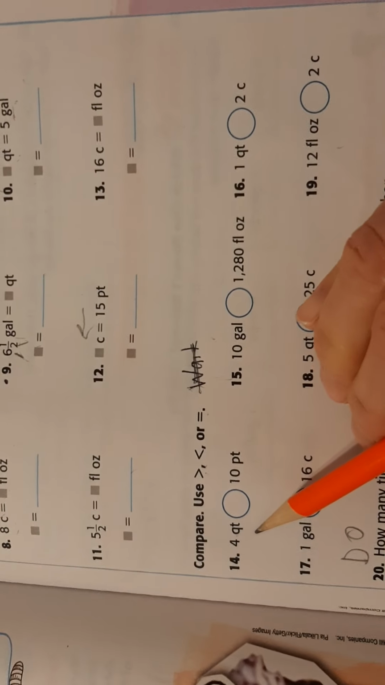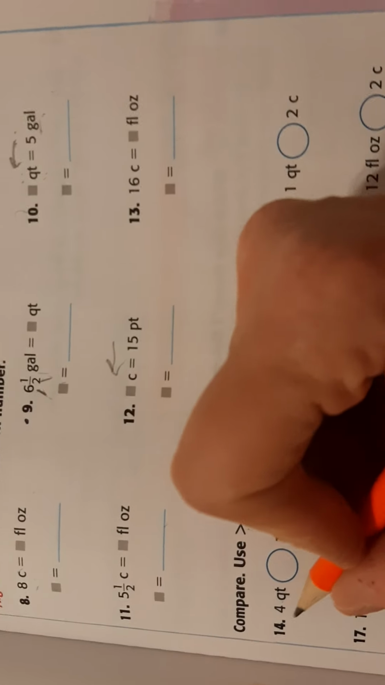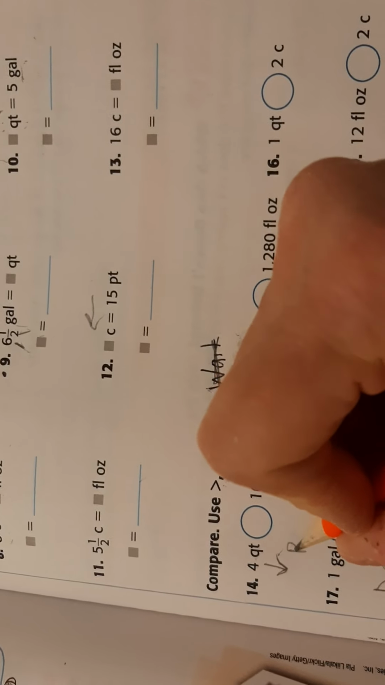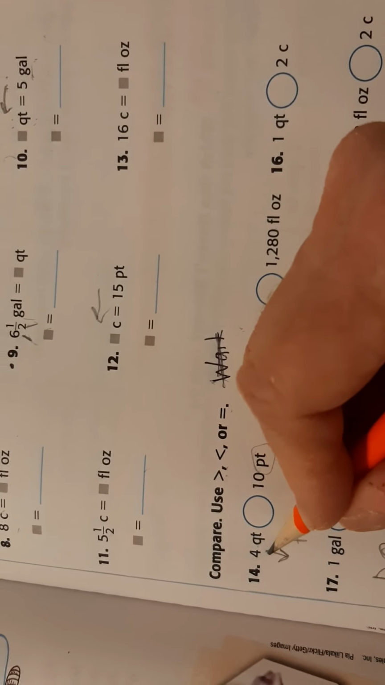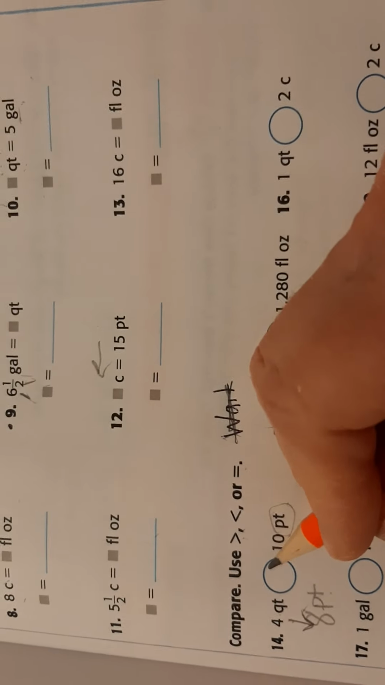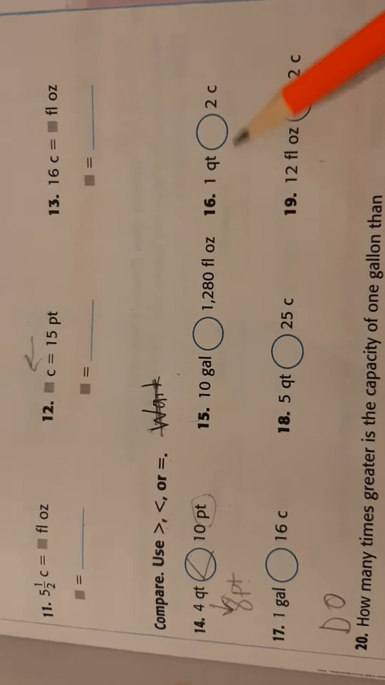So it says 4 quarts, is it greater than, less than, or equal to 10 pints? Well, you have to convert the quarts. So underneath or on scrap paper, you have to turn this into the smaller one, which is pints. How many pints in 4 quarts? Well, 4 times 2 is 8. 8 pints is less than 10 pints, so that would be less than. So you're going to do all of these that way.